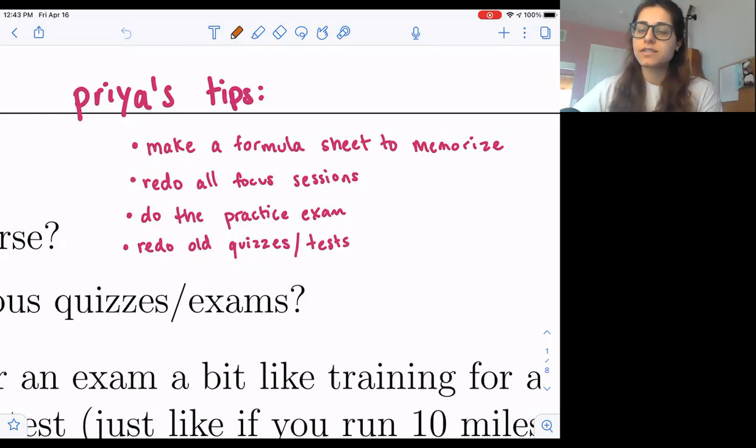Redo all the focus sessions. I feel like a lot of the exam questions are really based on the focus sessions. The only material I've seen are focus sessions and I could do all the exams. So if you do those, I feel like that gives you a pretty good review of everything. Do the practice exam that's on the course website. It's kind of long, but get through it. It'll help you. And you can redo old quizzes and tests. So that's just some material for you to do. Do whatever works for you, but here are my tips.